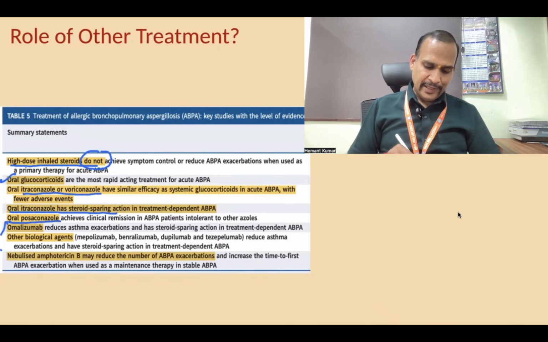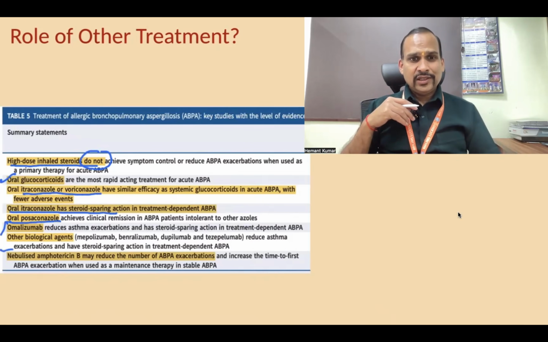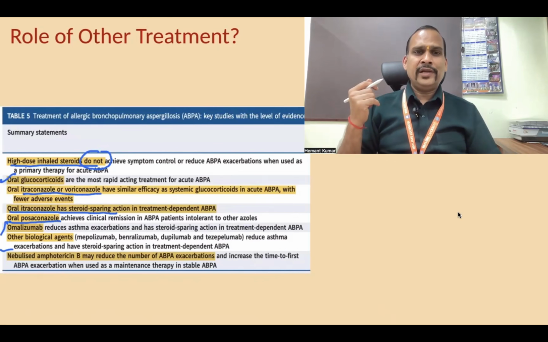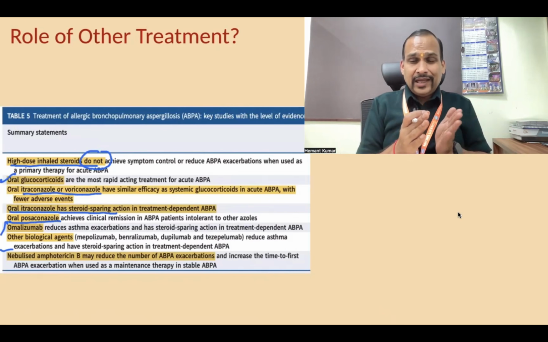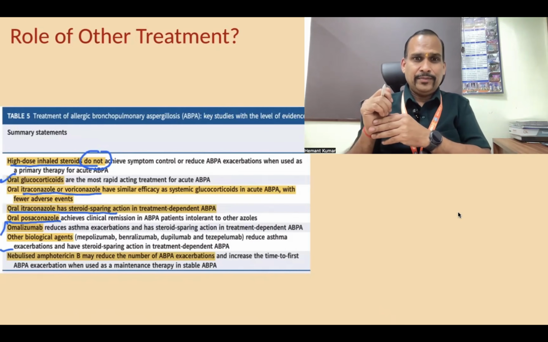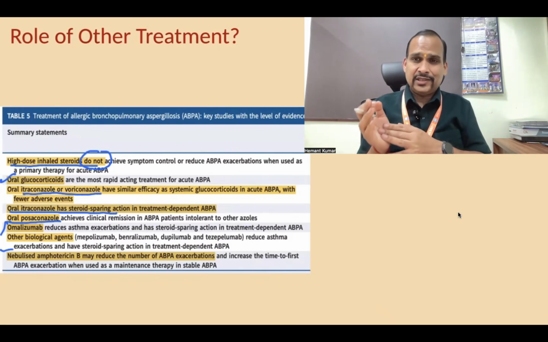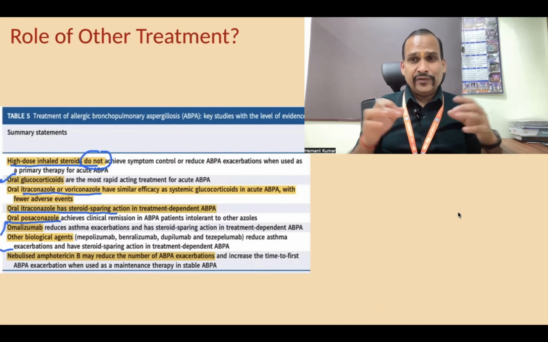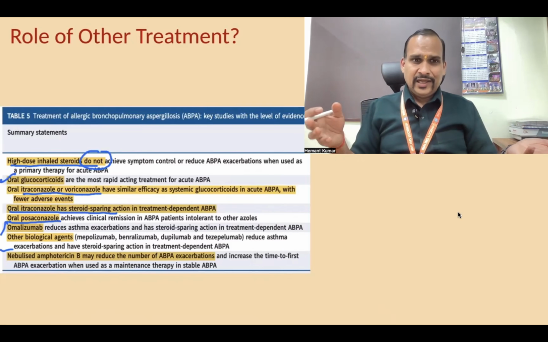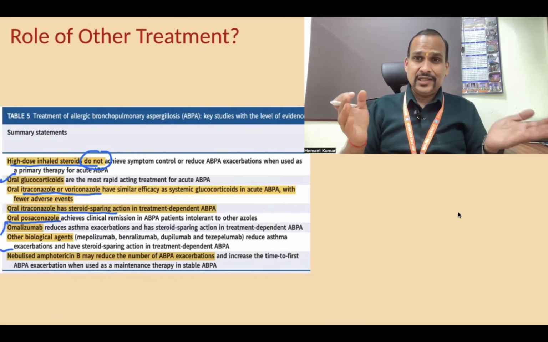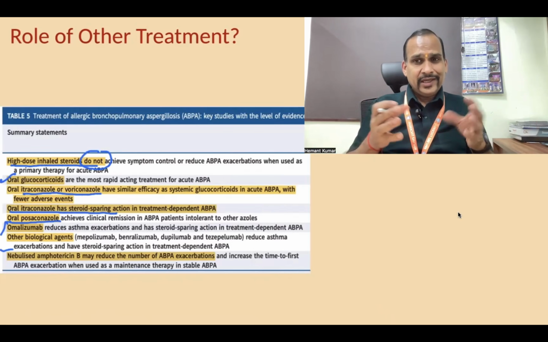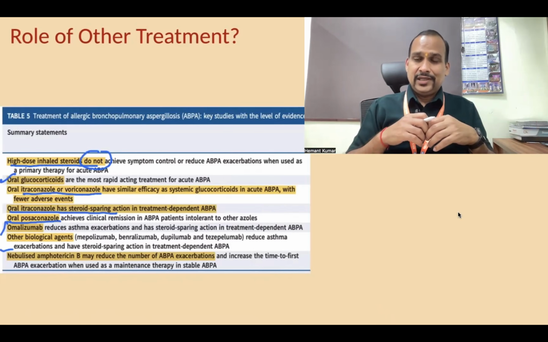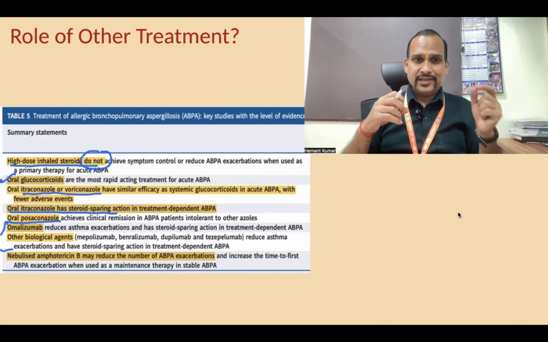When to use biologicals? So biologicals we can use like omalizumab, and other biologicals like mepolizumab, benralizumab, dupilumab. They mainly help in asthma, and may not help in ABPA exacerbation. So in ABPA we can use them when we are not able to use steroid and the patient has high IgE and eosinophilia. But the main treatment is steroid.